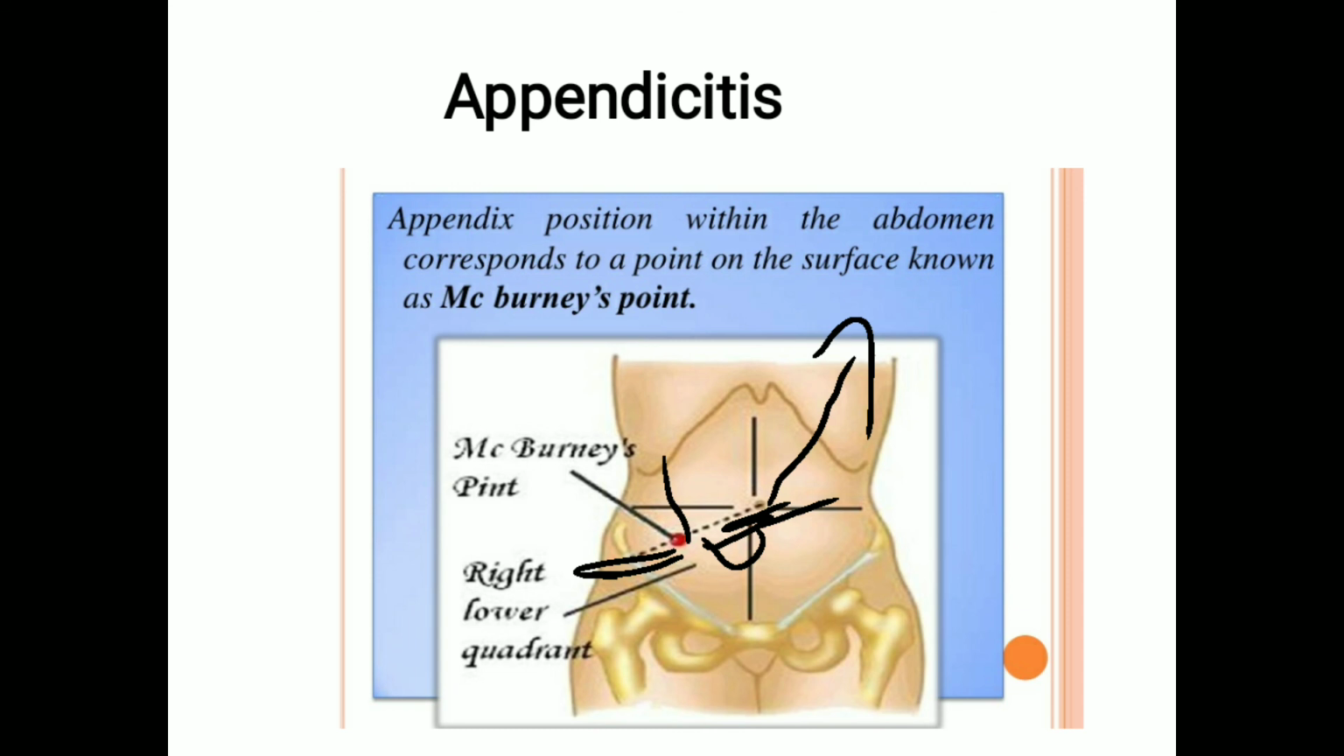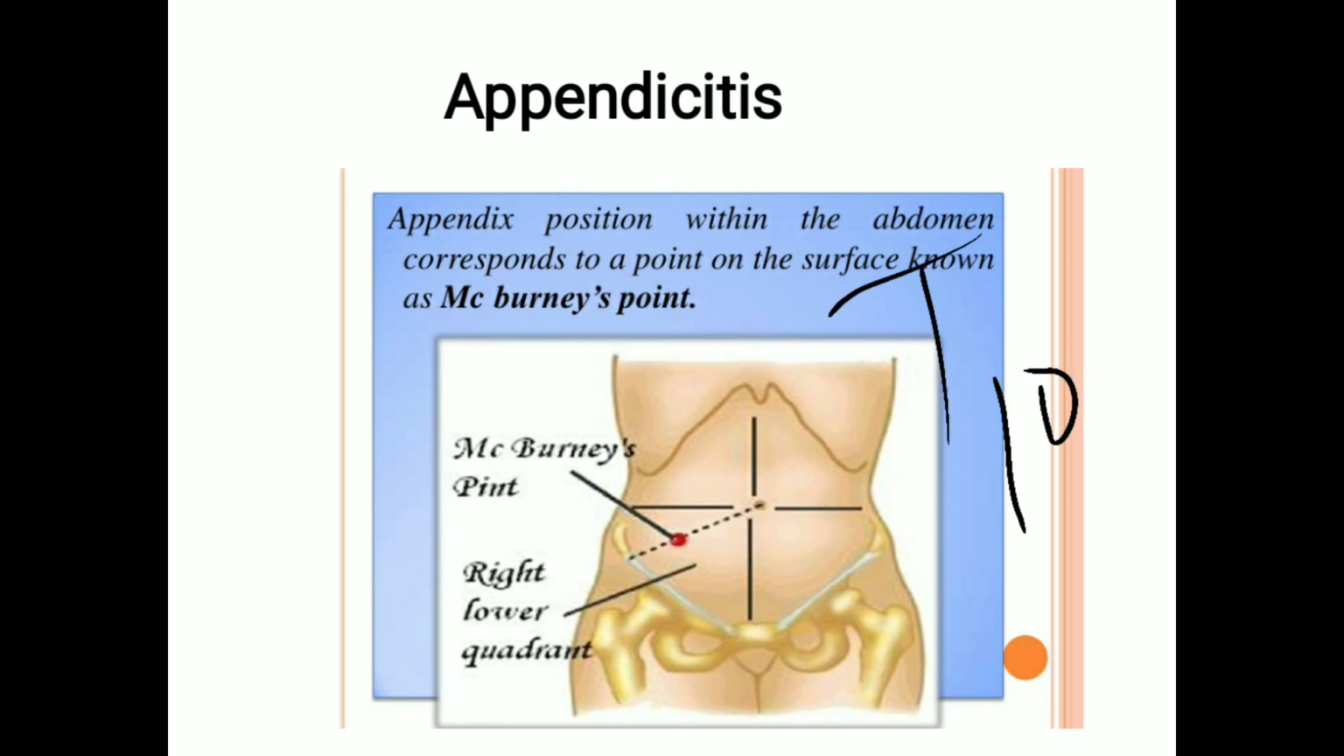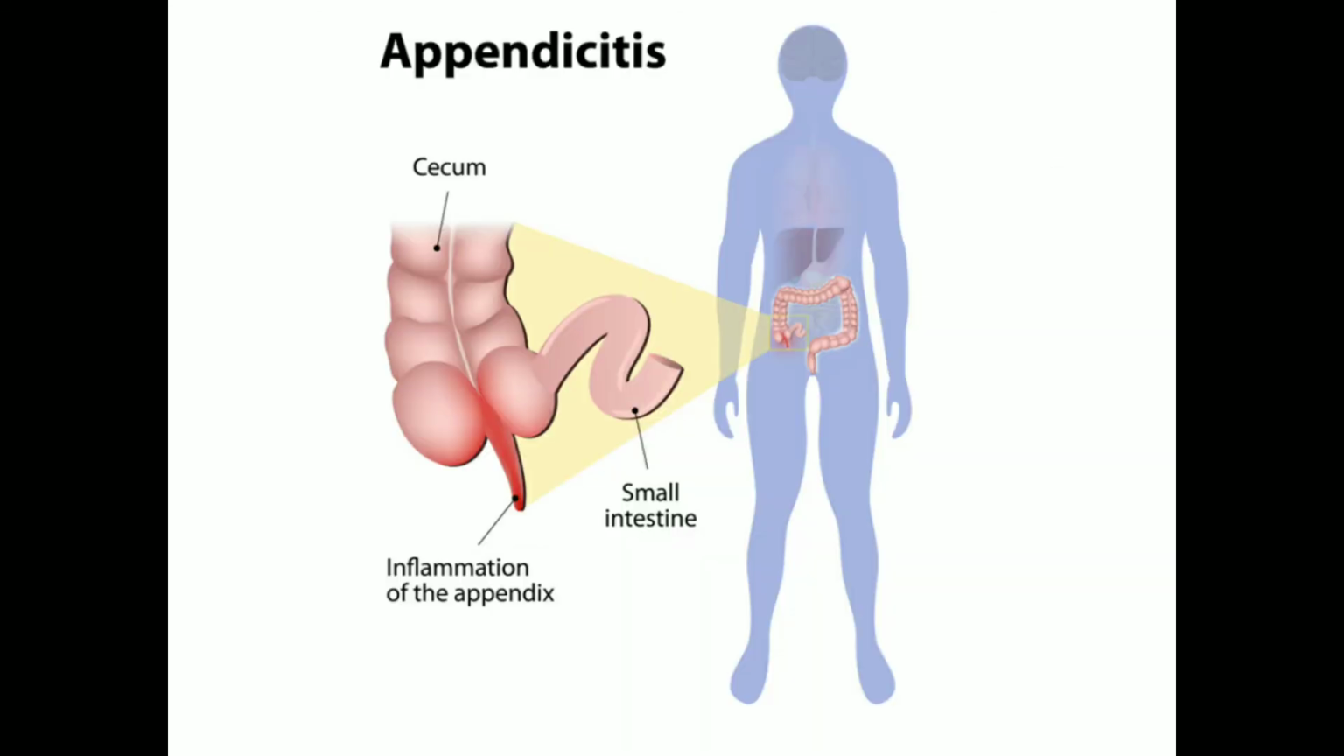The pain of the appendix is usually felt in the umbilical region because of the same innervation, the T10 segment. The umbilicus and the appendix have the same segment of innervation, the T10 segment. So this is about appendicitis: inflammation of the appendix is called appendicitis.